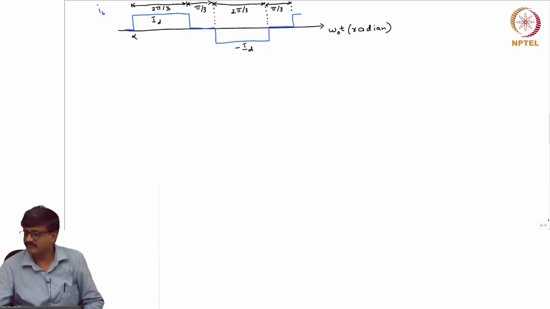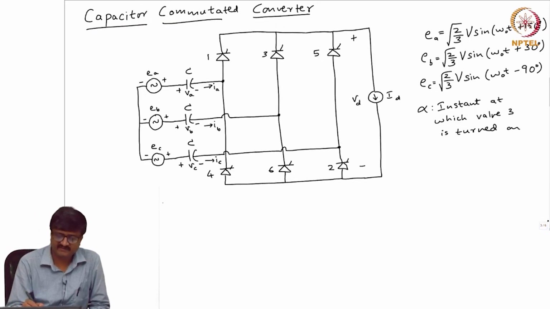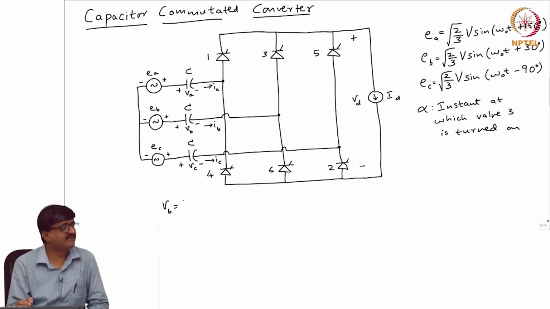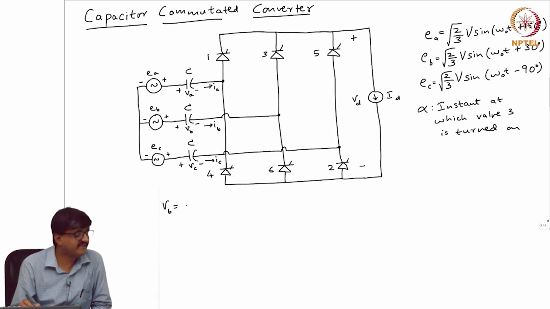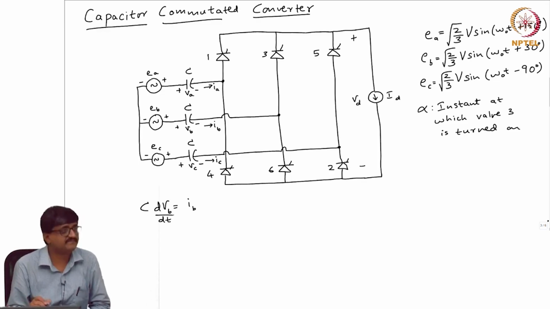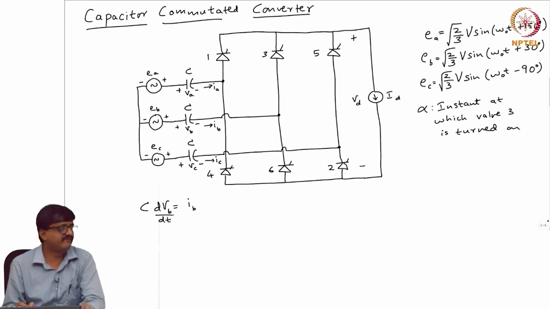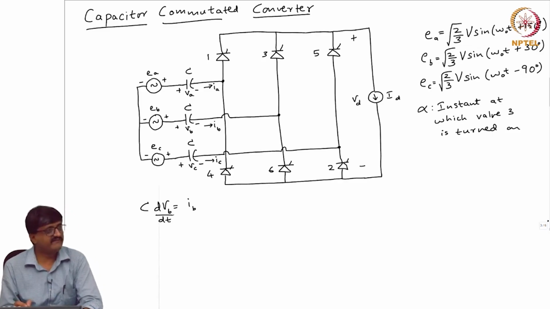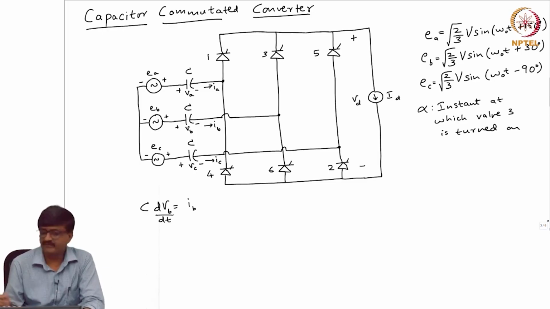So, go back to the circuit. If you look at the circuit, what is VB? VB can be related to IB. How are VB and IB related? 1 by C integral IB. So, I can write IB as C dVB by dt. So, I have to take a waveform for VB such that its derivative is similar to IB, of course, except for that constant C. C is a constant.